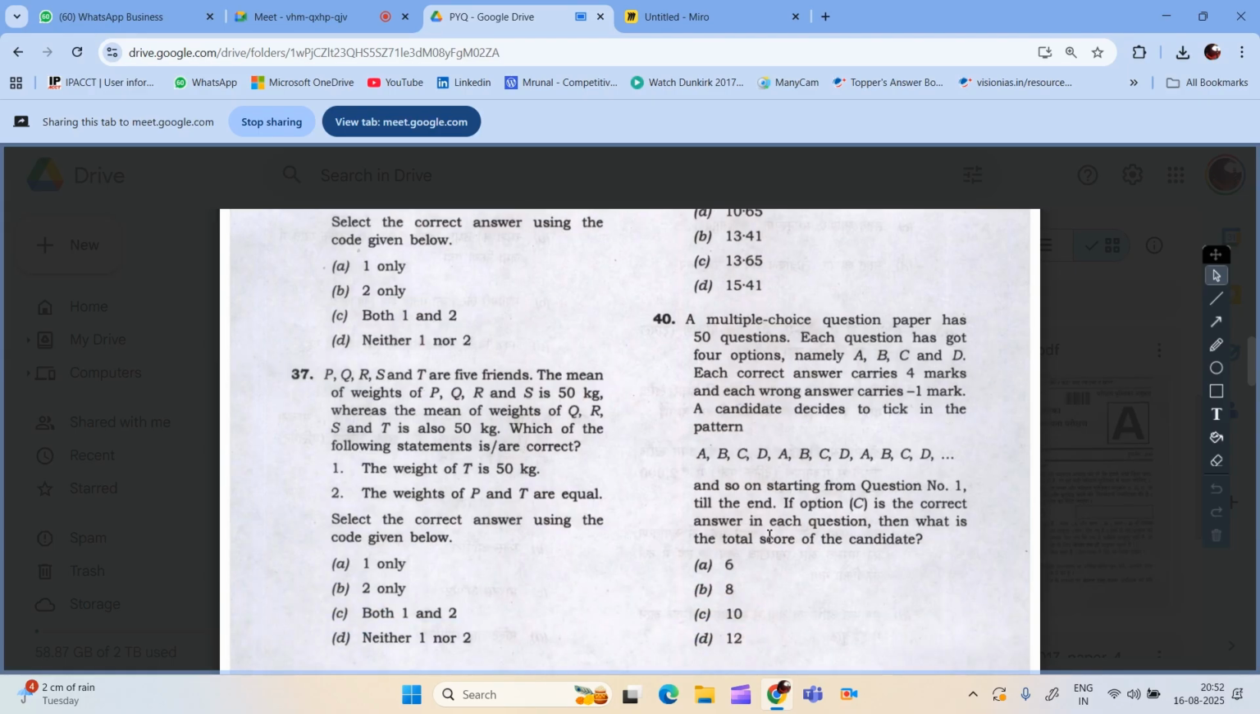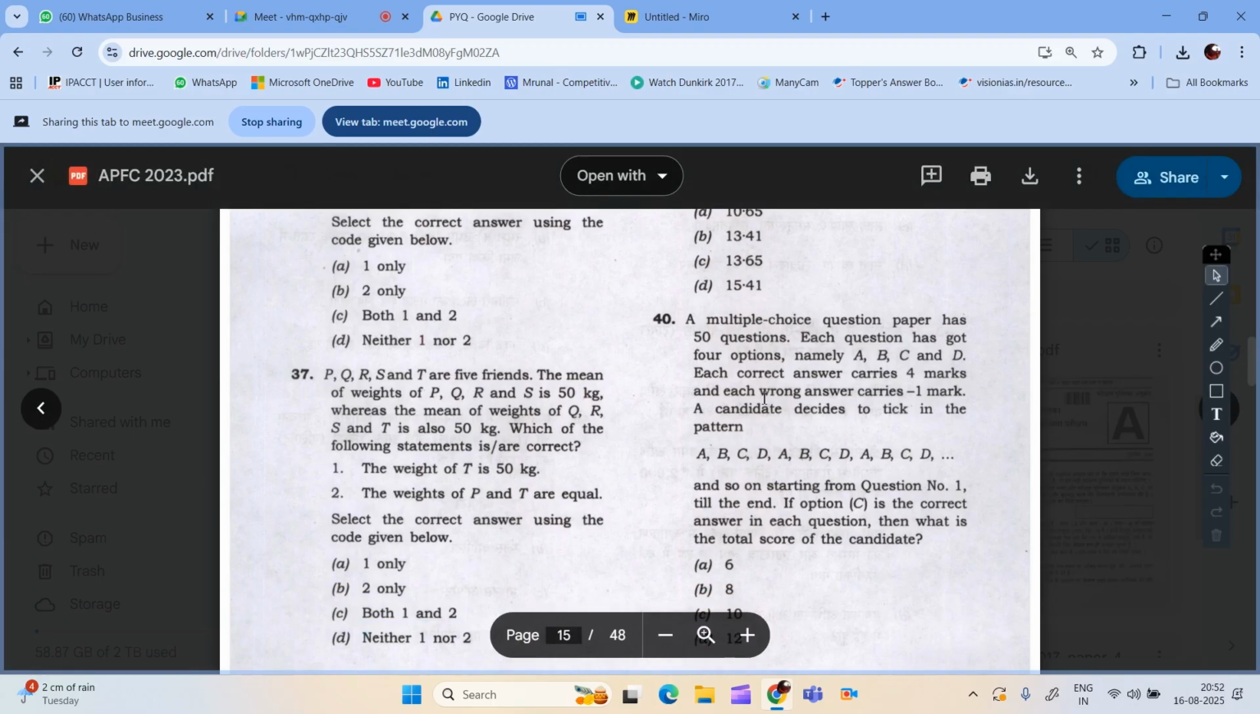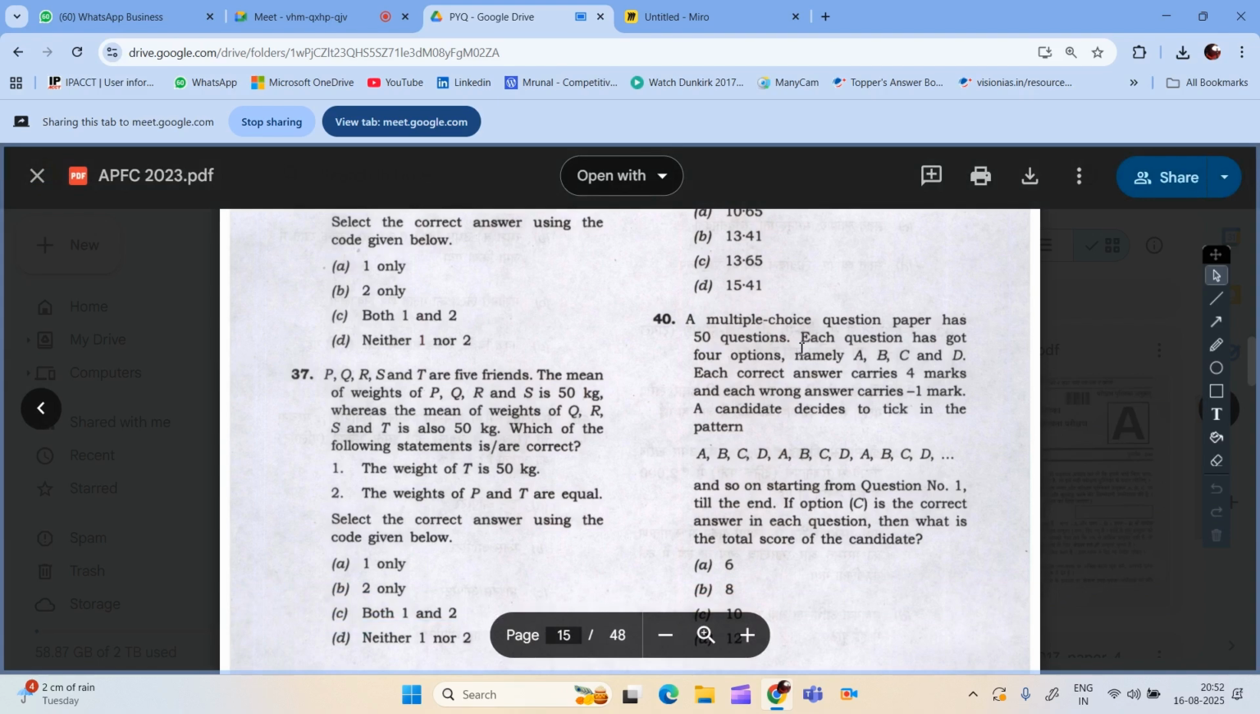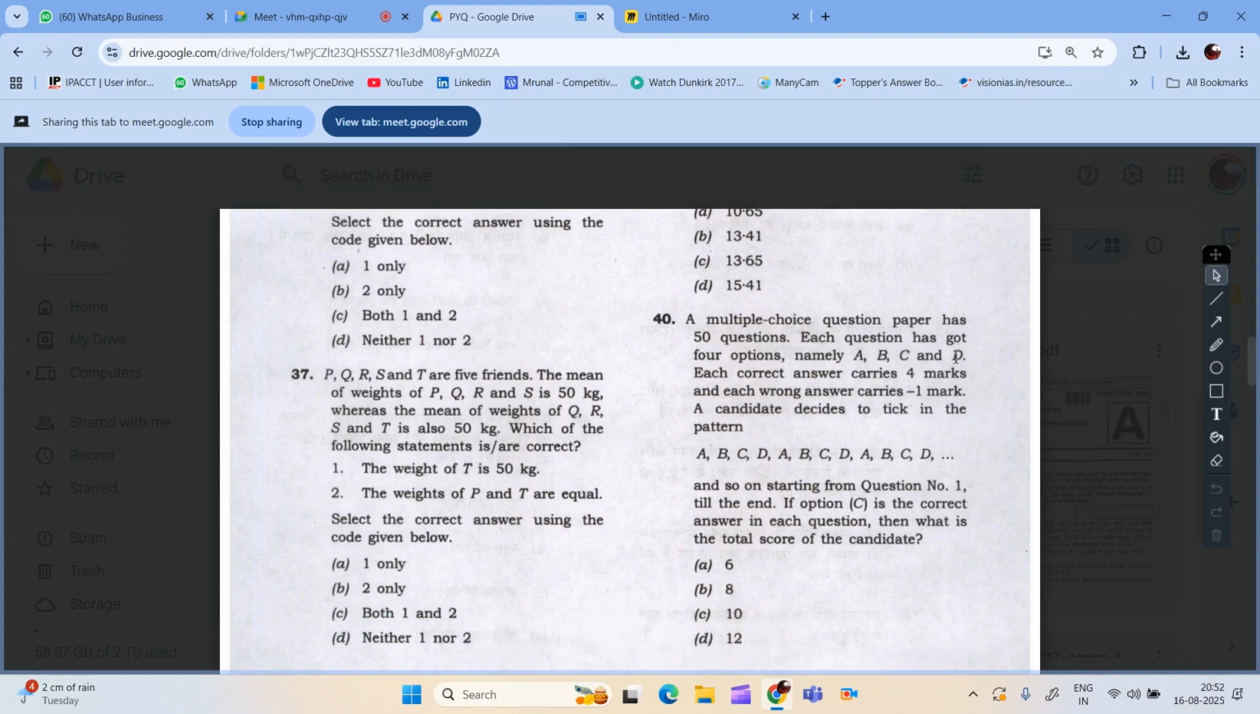Now, this is a different type of question. A multiple choice question paper has 50 questions. Each question has 4 options, namely A, B, C, D. Each correct answer carries 4 marks and each wrong answer carries minus 1 mark. A candidate decides to follow a pattern, starting from question 1 till the end. If option C is the correct answer in each question, then what is the total score of the candidate?